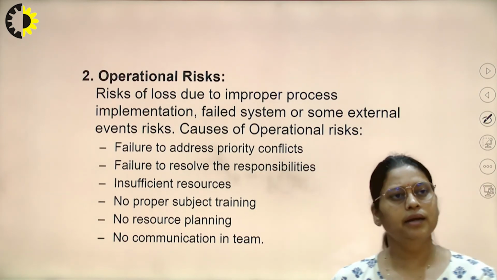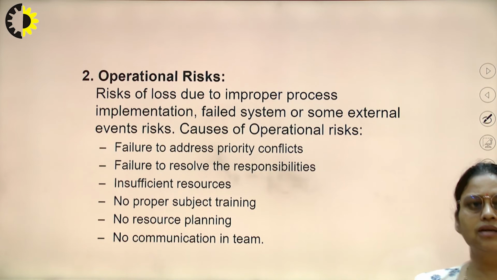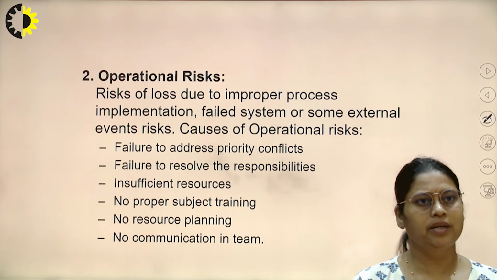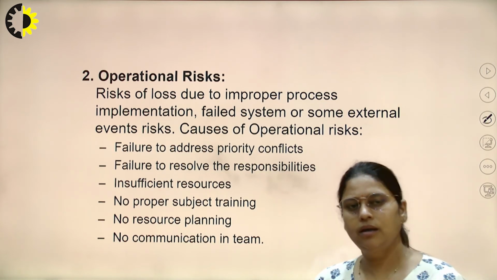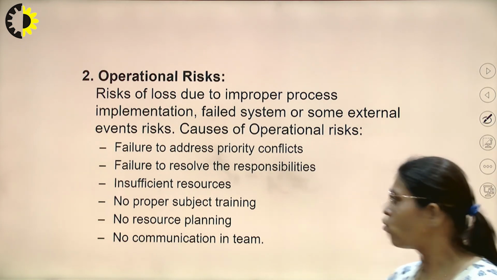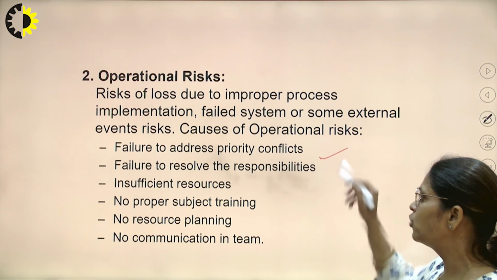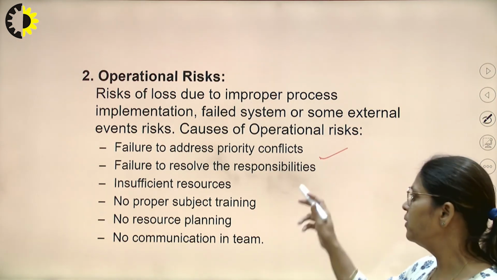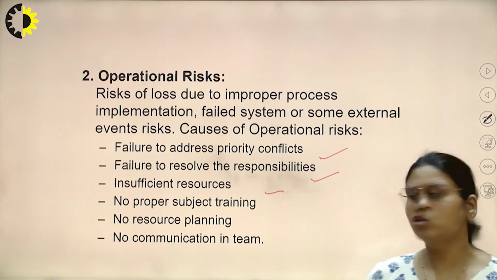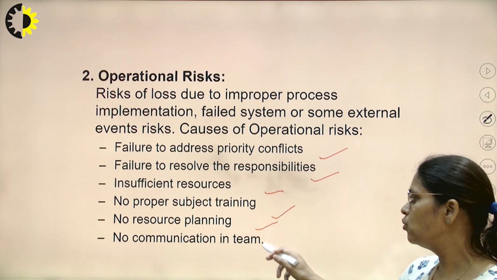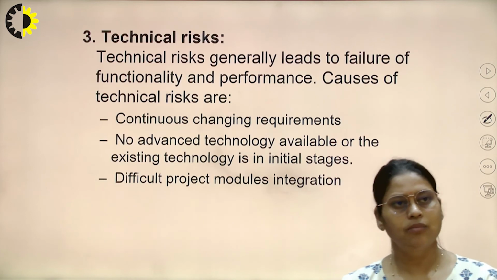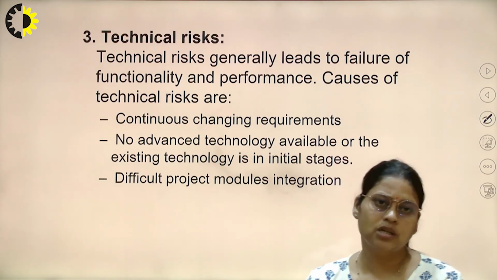The second category is operational risk. Operational risk is about loss due to some improper process or implementation. It means some risk has come during the implementation phases. Causes of these risks are, for example, failure to address conflicts, failure to resolve responsibility, insufficient resources, no proper training, no resource planning, no communication, or a communication gap in the team, so that operational risk may occur.